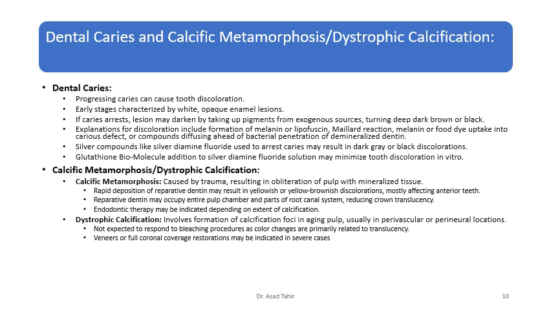Dystrophic calcification involves formation of calcification foci in the aging pulp, usually in paravascular or perineural locations. It is not expected to respond to bleaching procedures, as color changes are primarily related to translucency. Thin or full coronal coverage restorations may be indicated in severe cases.